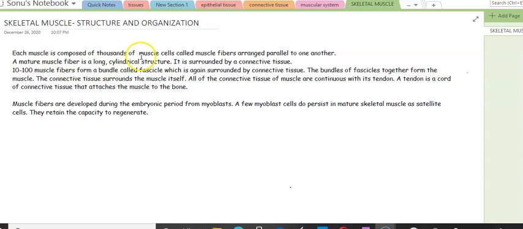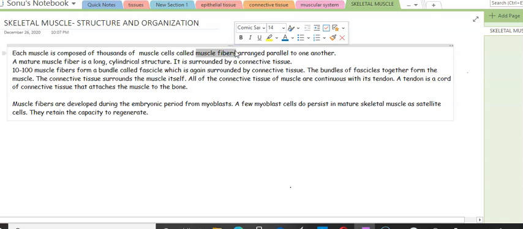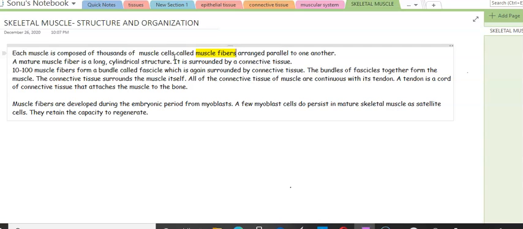Each muscle is composed of thousands of muscle cells called muscle fibers, which are arranged parallel to one another. And a mature muscle fiber is a long cylindrical structure. Its diameter ranges from 10 to 100 micrometers, and the length is typically about 10 centimeters, although some muscle fibers are as long as 30 centimeters. And it is surrounded by a connective tissue. So 10 to 100 muscle fibers form a bundle called a fascicle, which is again surrounded by a connective tissue.